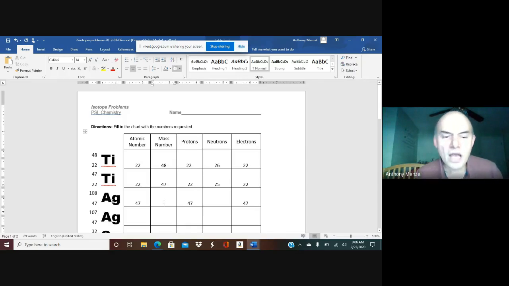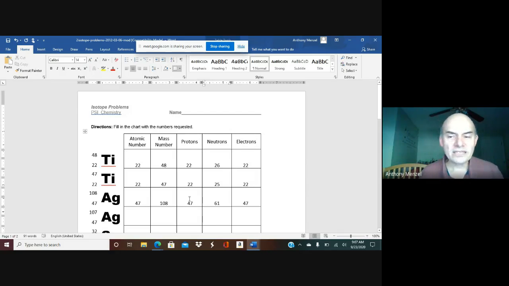We'll do one more. Silver 108. So silver always has an atomic number of 47. Therefore, its number of protons will be 47. This is a neutral isotope species, so the number of protons and electrons are equal. So the number of electrons is 47. It's silver 108, so the mass number will be 108. And then the neutrons is simply found by subtracting the mass minus the protons, the mass of the isotope minus the number of protons. So 108 minus 47 gives you 61. To double check yourself, the number of neutrons plus the number of protons will give you the mass number. So 61 plus 47 is 108.